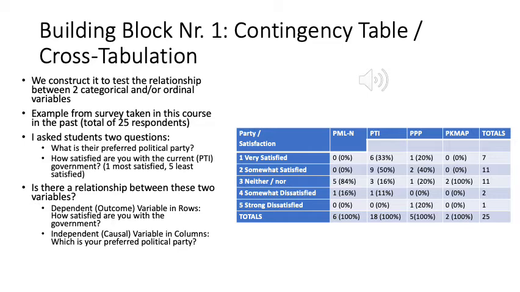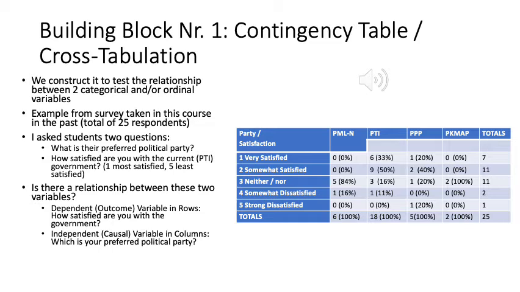Now take this example. I constructed this table from the survey that you did online. There's a total of 25 respondents, and I asked students two questions. What is their preferred political party, and how satisfied are you with the current PTI government? 1 being the most satisfied and 5 being the least satisfied. Now the question here is, what's the relationship between these two variables?